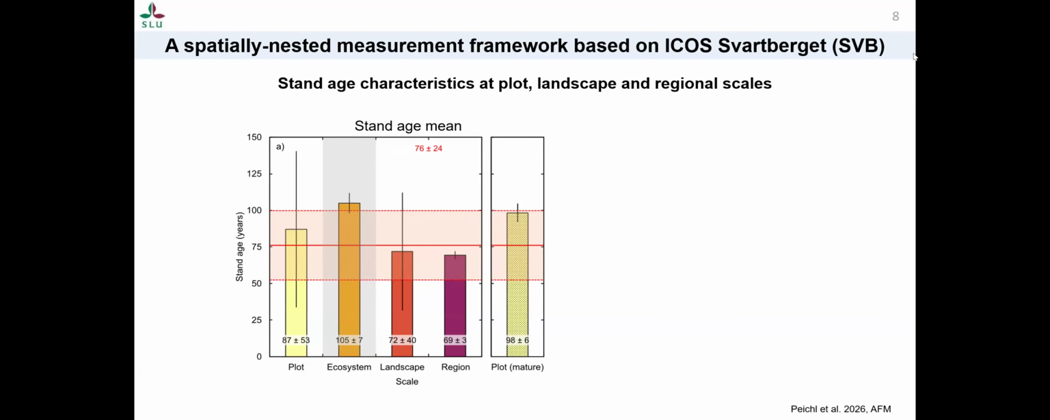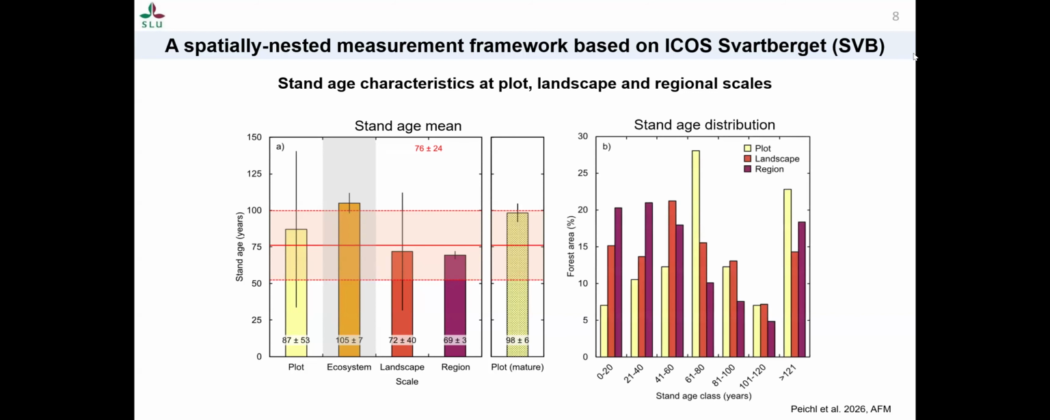Here we can see the mean stand age from our 50 plots, the two boreal mature forest ecosystems, the landscape and the region. You can see that the mean age of the plot, the landscape and the regional scale are quite comparable, averaging around 76 years. Of course, the mature forests are a bit older, therefore also excluded in most of the comparison, as I will show later on.